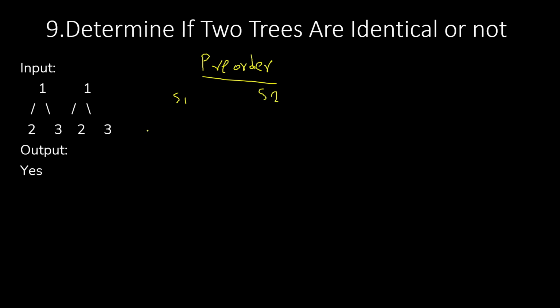Let us take the output in the form of pre-order traversal. In pre-order traversal, we take root, then left side, then right side, right? Again for s2, root, left side and right side. Here both outputs are the same, and if the traversal is the same, then we can confidently say the tree structure is identical. But here is a small problem, right?